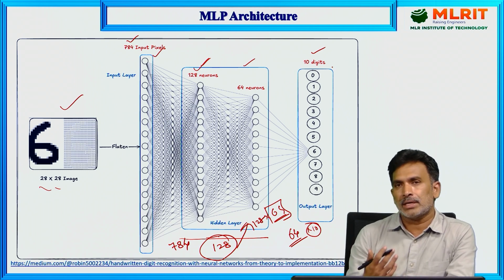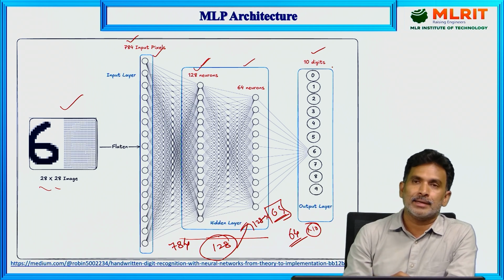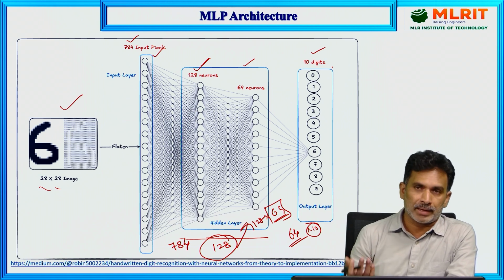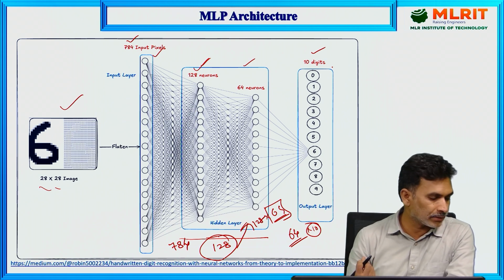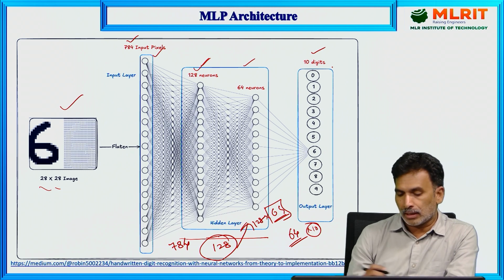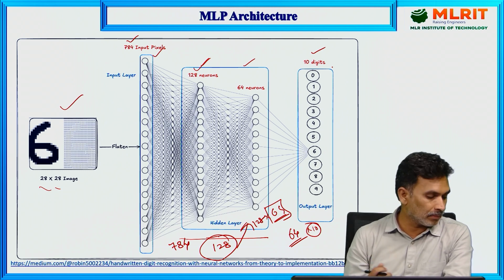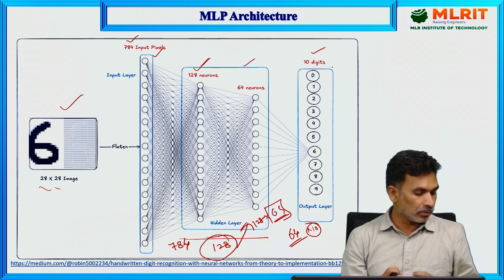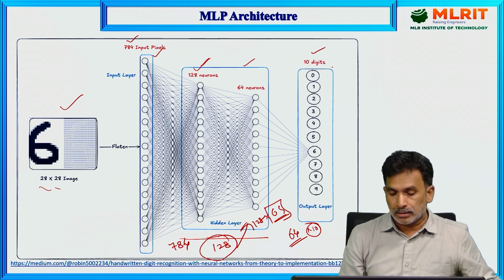Why we use ReLU in the hidden layers, and why we use softmax in the output layer, you need to understand that, because I have already explained this. I think it's simply a waste of time to repeat it. So I request you to go back to the previous videos, and if you have any queries, ask.